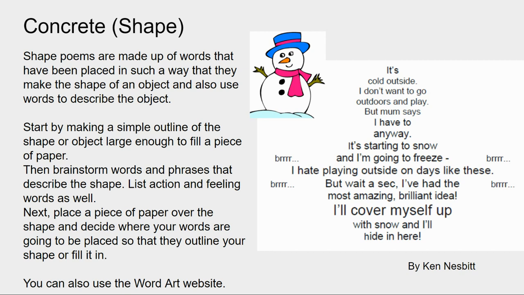Now, the example I have here is by Ken Nesbitt, and he did a shape, of course, of a snowman there. And he actually has a rhyming poem in here. He took a rhyming poem, but arranged the words so that it looks like a snowman. It's cold outside. I don't want to go outdoors and play, but Mom says I have to anyway. It's starting to snow and I'm going to freeze. I hate playing outside on days like these. But wait a sec. I've had the most amazing, brilliant idea. I'll cover myself up with snow and I'll hide in here.